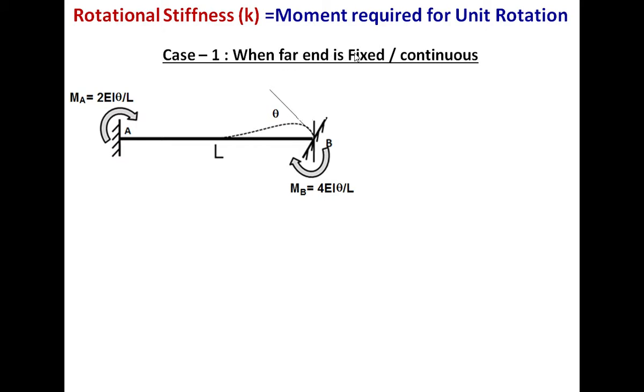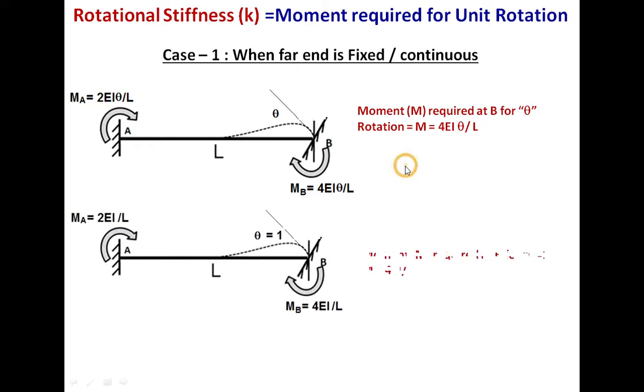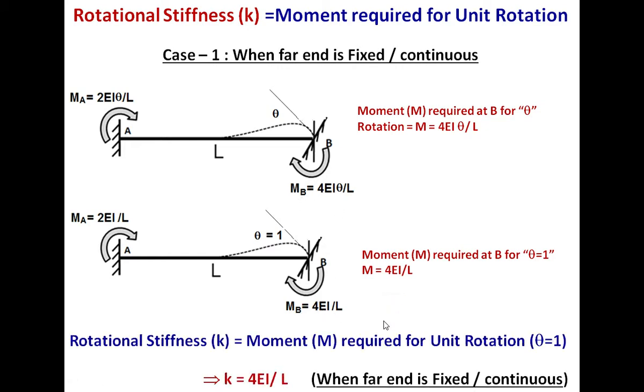Here we should note that the far end of B is joint A, which is fixed, and we know from the theory that the moment required is 4 EI theta by L, and by doing that a moment is developed at the far end, in the same direction, of 2 EI theta by L. So as per the definition, the moment M required at B for theta rotation is M equal to 4 EI theta by L. So the moment required for unit rotation, when we set theta equal to 1, is going to be 4 EI by L. This 4 EI by L is known as the rotational stiffness of the beam, and the case here we are considering is where the far end is fixed or continuous.